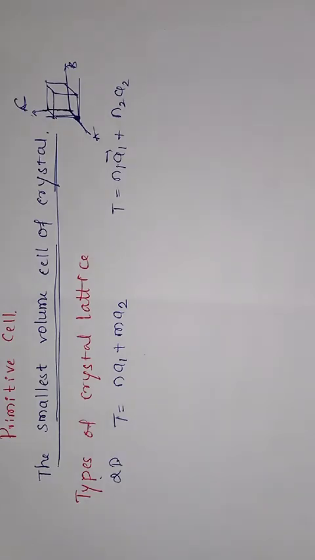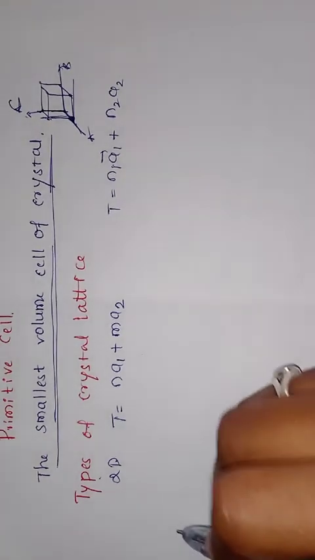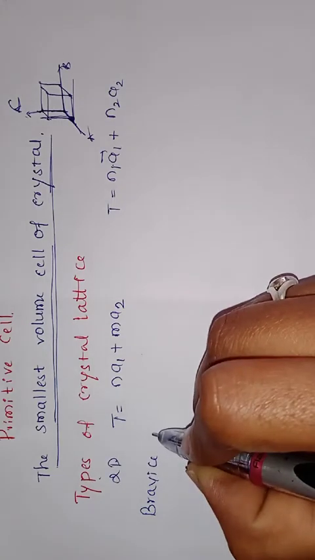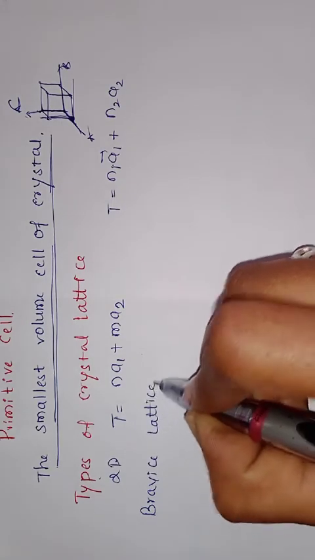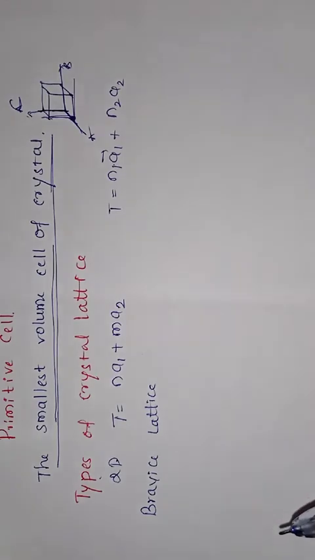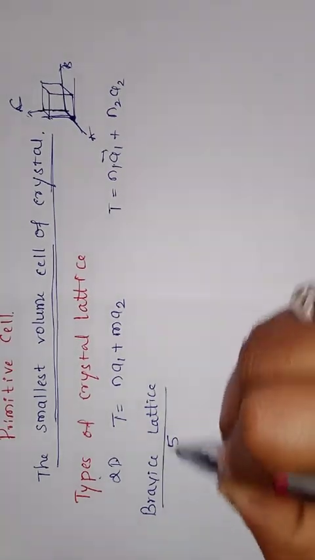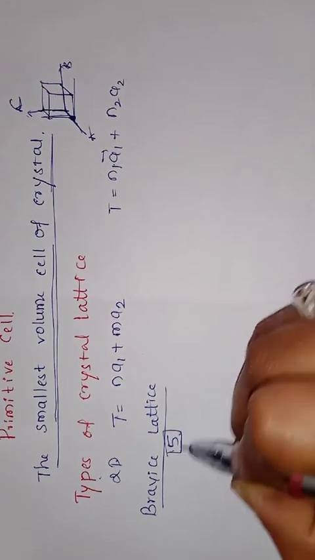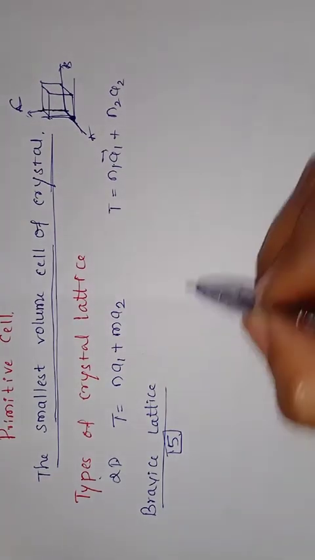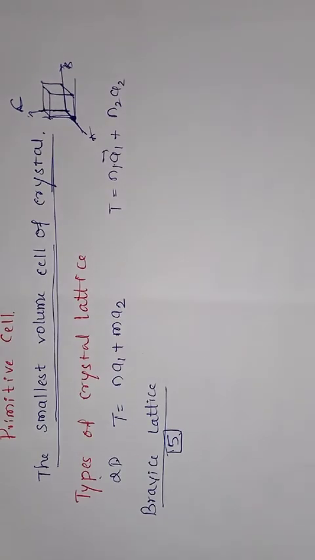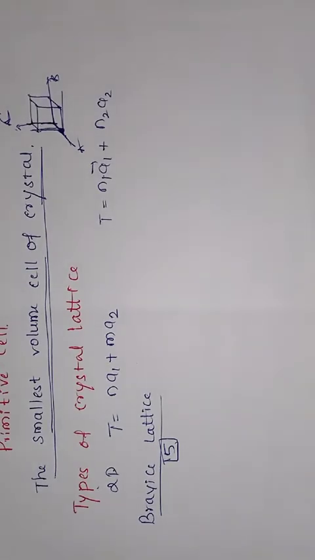Then one more which will come, that is the Bravais lattice, which is the most important for the examination also. In two dimensions there are 5 distinct types of lattice, called Bravais lattices. What are the 5 distinct types? Let's see now.